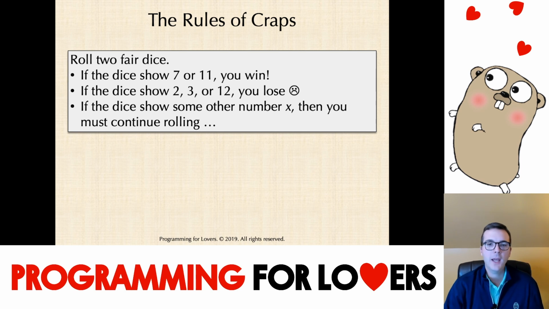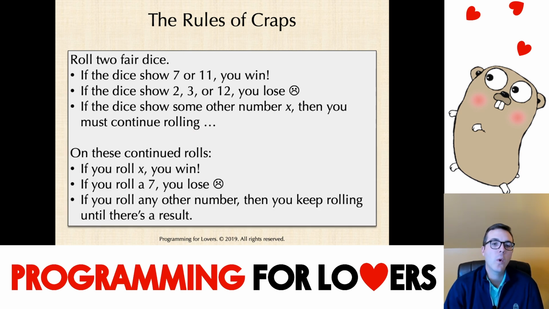In all other cases, so you roll a 10 or a 6, call that number X. Then you continue rolling, and now you want to roll an X. So if I've rolled a 10 on my first roll, I want to keep rolling and try to hit a 10. Now 7 goes from a winning number to a losing number, and everything else means keep rolling. So I'm going to keep rolling the dice until I hit either a 10 or a 7. A 10 would be a winner, 7 would be a loser.